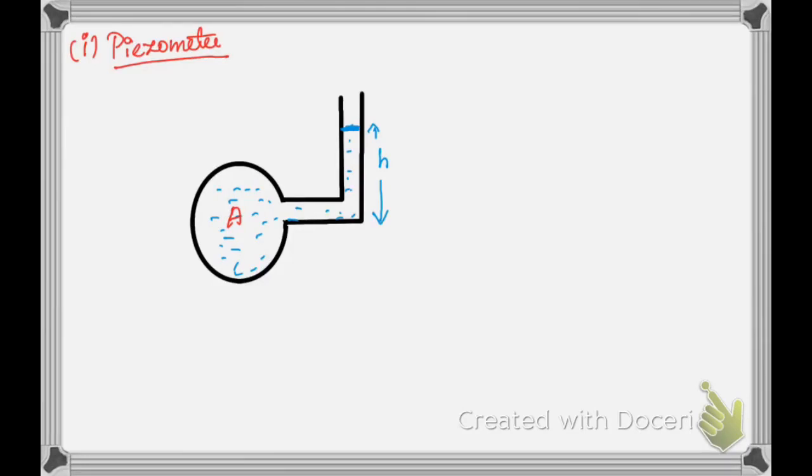If a tapping is made in the boundary surface and a long tube is connected over it, the liquid will rise in the tube until it is balanced by the atmospheric pressure. So the pressure in the main body of the liquid is represented by the vertical height of the liquid column. If I want to take the pressure at a point A, and the height of the liquid is h, then the pressure at A will be equal to rho g h, Newton per meter square.